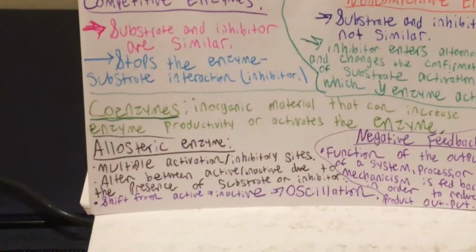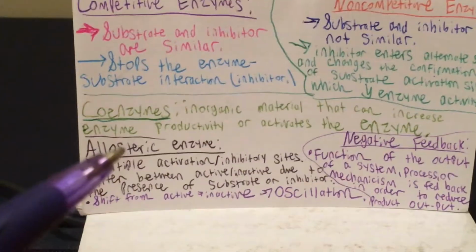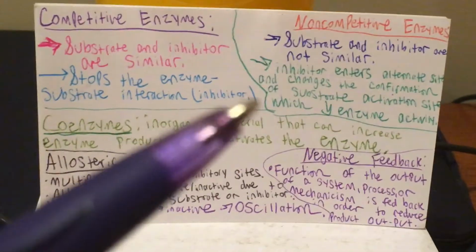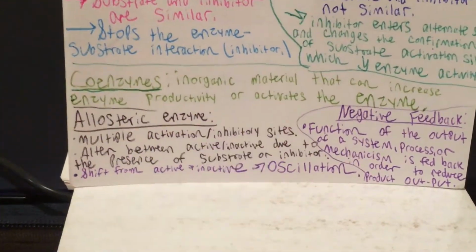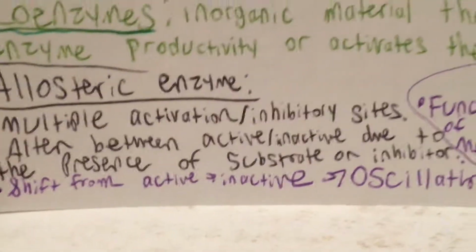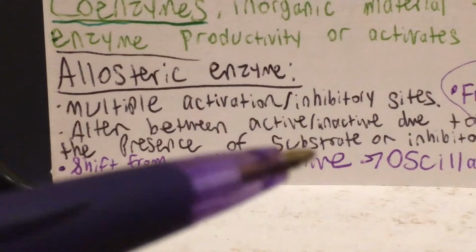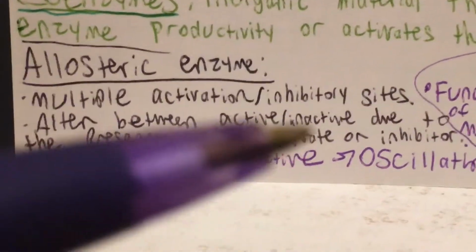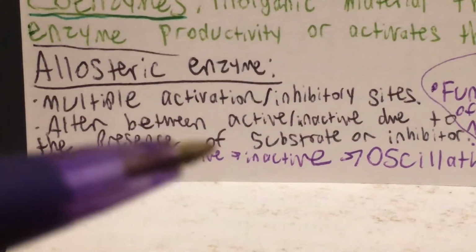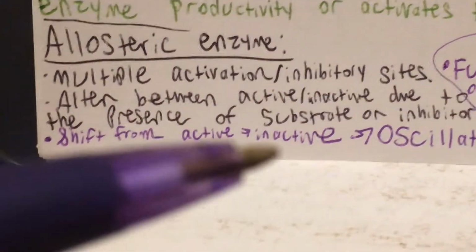The coenzymes are the inorganic material that can increase the enzyme productivity, unlike the non-competitive enzymes, and activate the enzyme. The allosteric enzyme has multiple activation and inhibitory sites. It alternates between active and inactive due to the presence of substrate or the inhibitor. The shift from active to inactive is called oscillation.